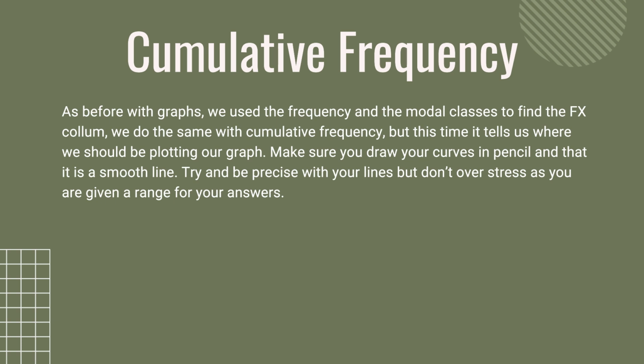So when you're asked to find the median, if you've drawn your line slightly off and you're 1 or 2 out, don't worry, you'll probably get it right. But if you're more than say 2 out, then you won't get the mark.